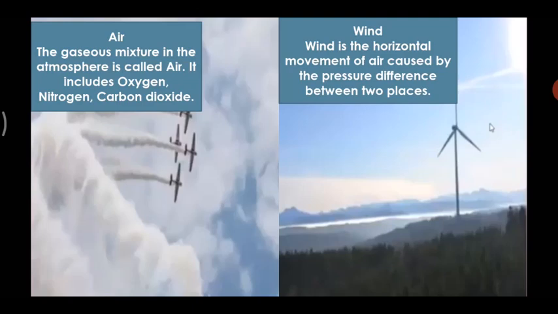Wind is the horizontal movement of air. So, it is a movement of air in which the air moves horizontally, that means this way, sideways. The horizontal movement of air is called wind. And this movement of air is caused by what? What is the reason of the movement of air? Why is there horizontal movement of air? It is because of the pressure difference between two places.